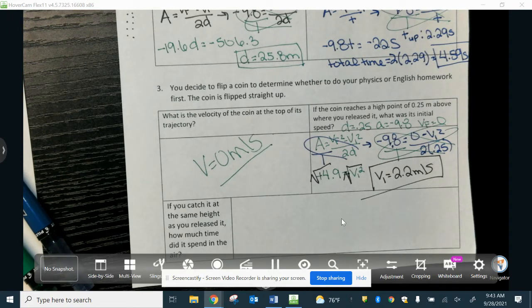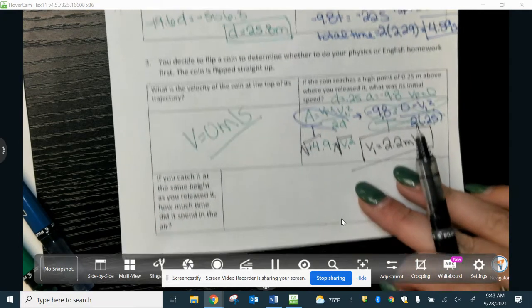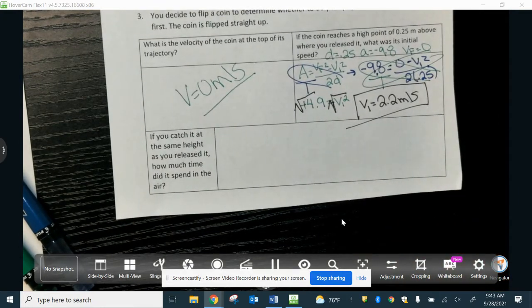Yours might be a little bit different. If you rounded it someplace, no big deal. If you catch it at the same height that you released it, which never happens for me when I flip a coin, but if you're able to, how much time did it spend in the air?